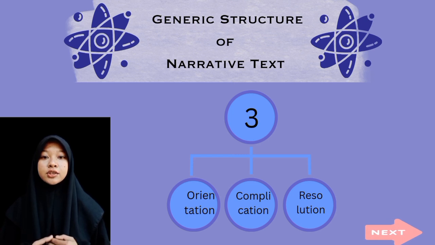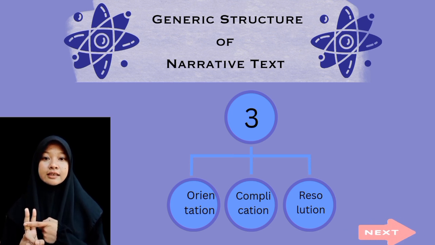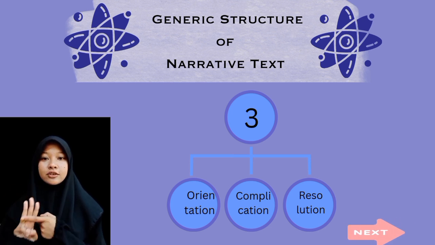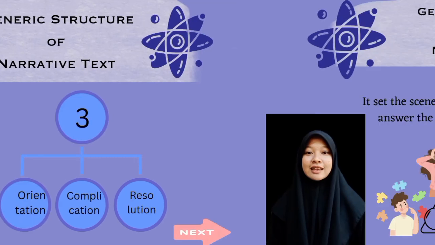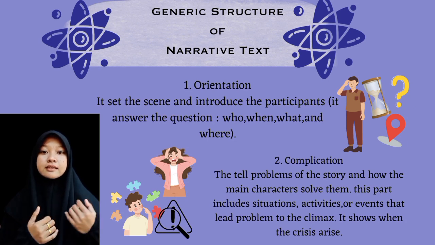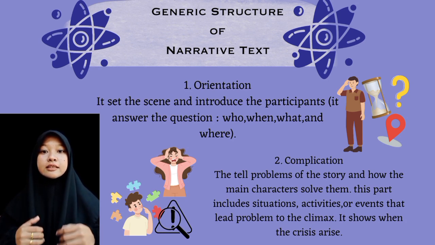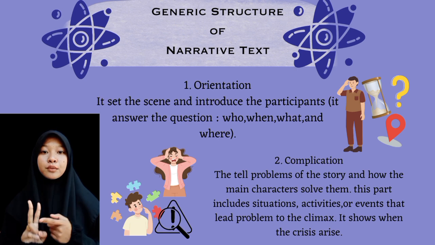There are 3 generic structures of narrative text. First, orientation. Second, complication. And third, resolution. Let's discuss now. First, orientation. It sets the scene and introduces the participants, or it answers the questions who, when, what, and where.